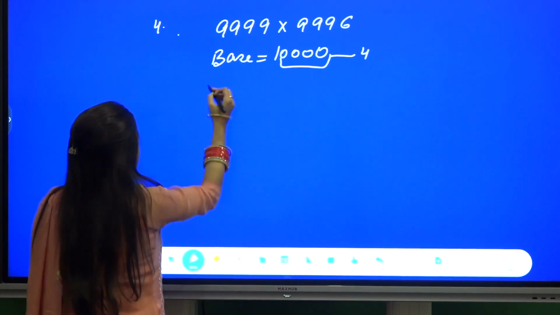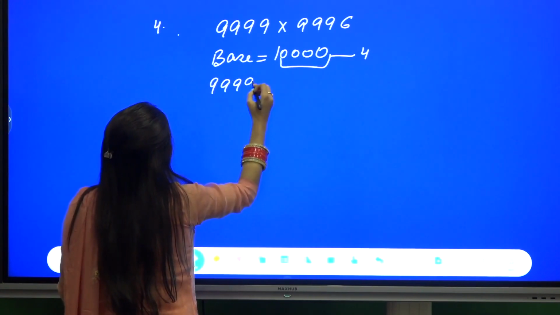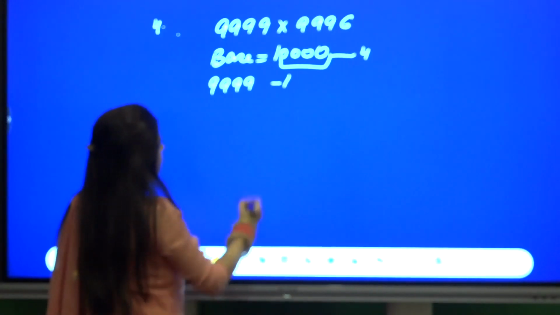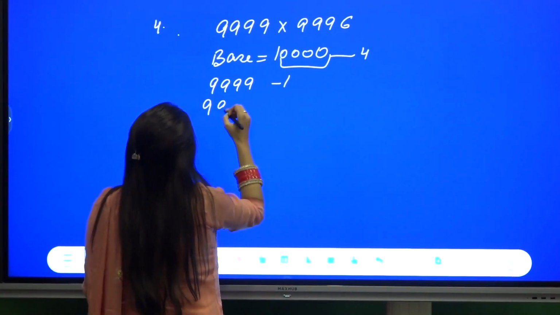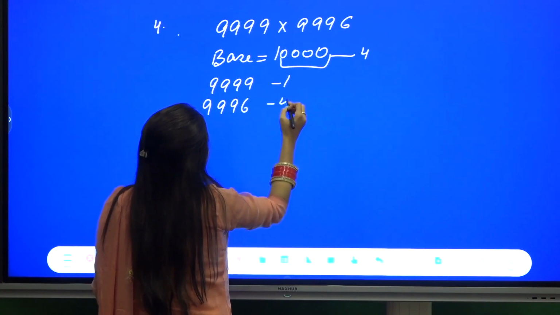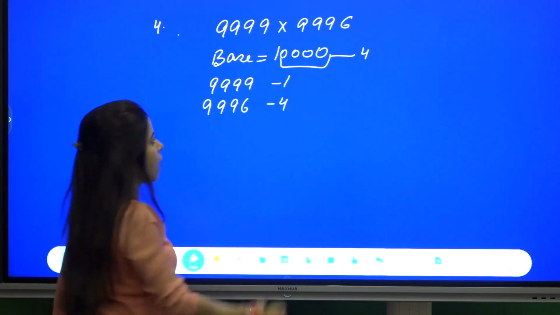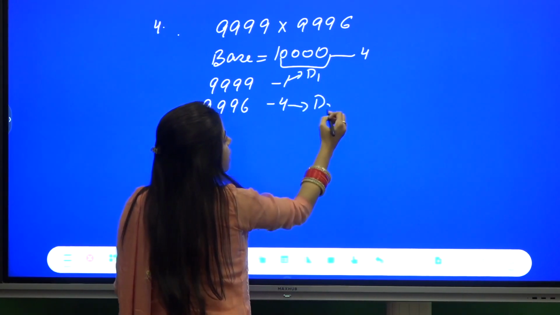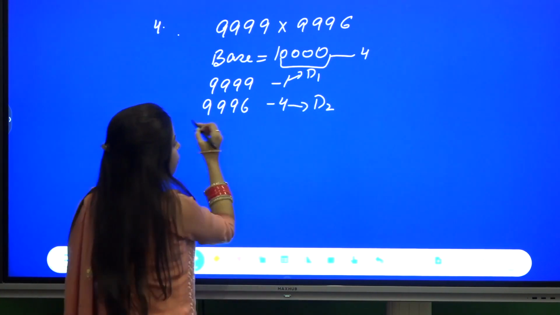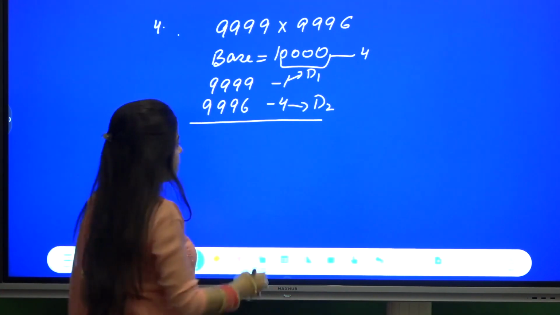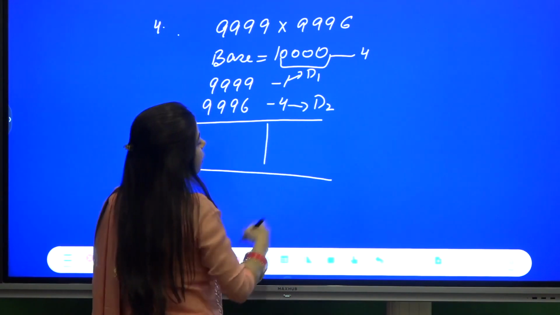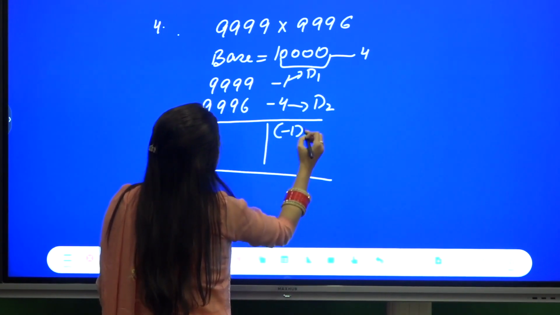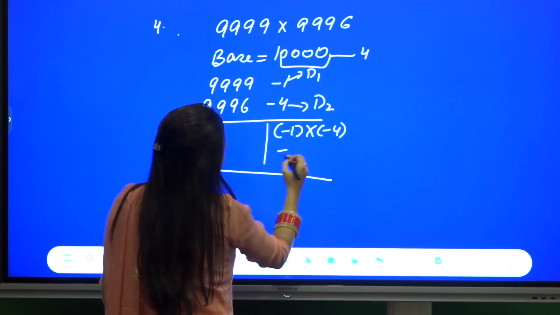Now, 9999 is 1 less than 10,000 and 9996 is 4 less than 10,000. Minus 1 is deviation 1 and minus 4 is deviation 2. We are going to divide the answer again in two parts, the left part and the right part. The right part is the product of the deviations, which is minus 1 into minus 4, which is plus 4.